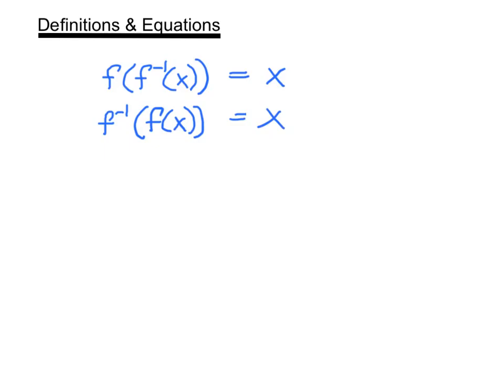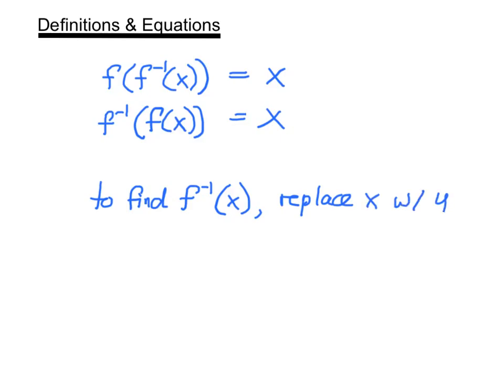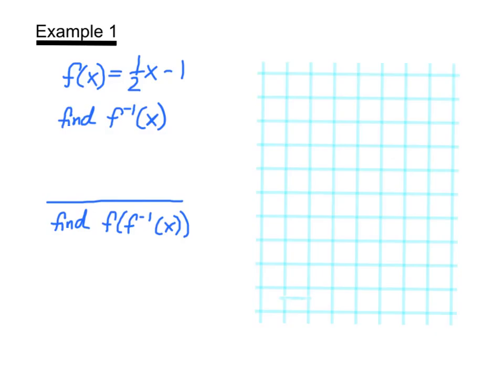Now, practically speaking, to find the inverse of f, we simply replace x with y and y with x. So essentially we're swapping y and x. And we saw this when we were looking at the reflections in the last video. So let's take a look at an example. Here we're given a function f of x, which equals 1/2 x minus 1. And we're asked to find its inverse, and then to find the composite function f of the inverse of x.